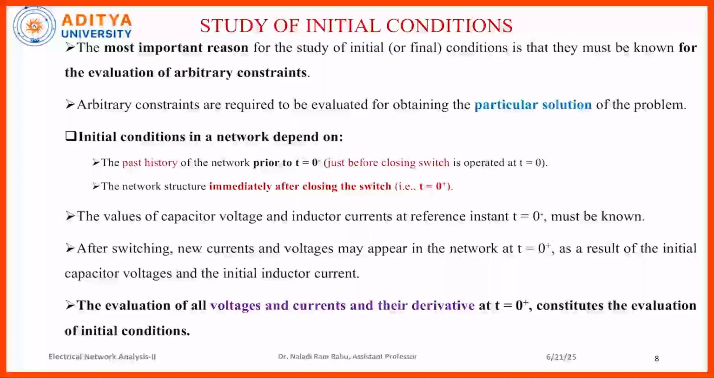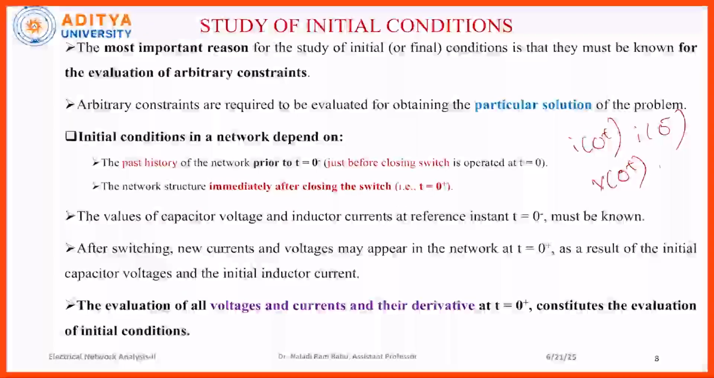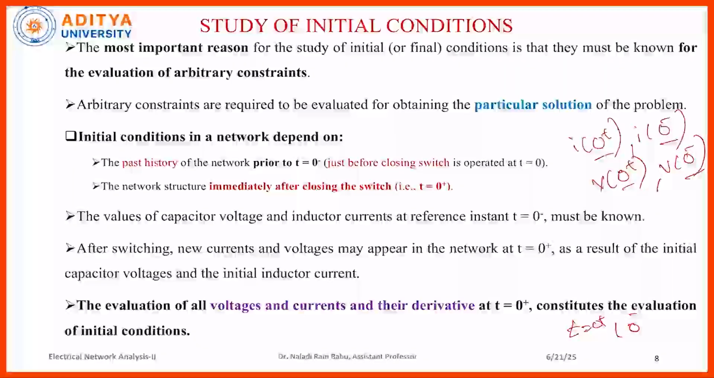In the previous case, I told you about I of 0 plus or I of 0 minus, or V of 0 plus or V of 0 minus. Here this 0 plus or 0 minus stands for time. That means this t is either 0 plus or 0 minus. If t equals 0 plus, it is just immediately after closing the switch. If t equals 0 minus, it is the time just before closing the switch. So, these initial conditions mainly depend upon the past history.